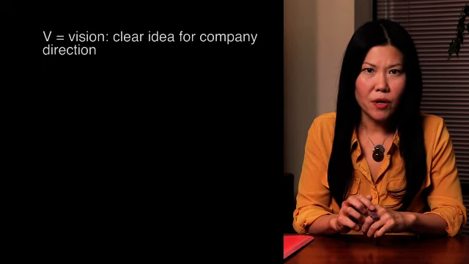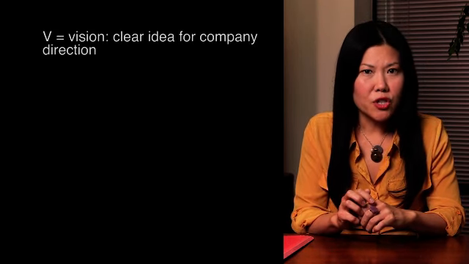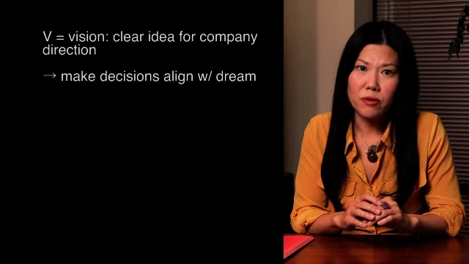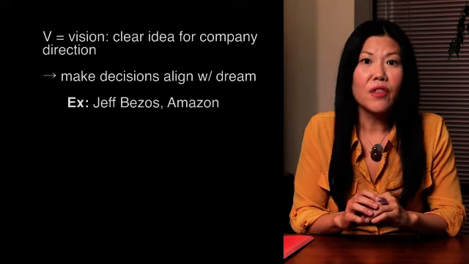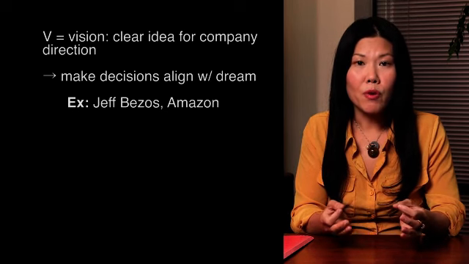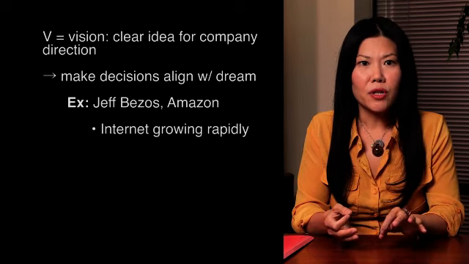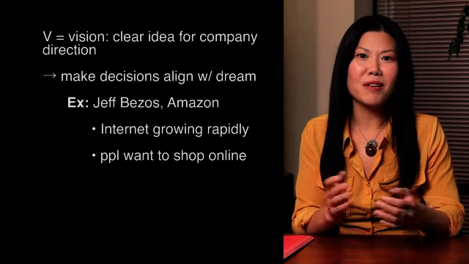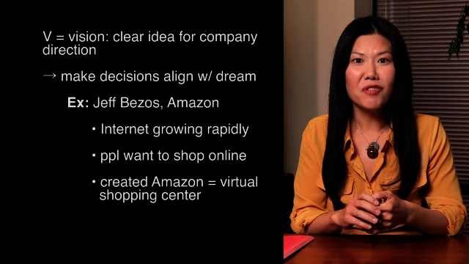First, vision. Vision means having a clear idea for the direction of the company. What does the company want to achieve? What is the dream? Vision means making big decisions that align with this dream. Someone who clearly had vision was Jeff Bezos, the founder of Amazon. In the early days of the internet, Bezos realized the internet use was growing very rapidly. He had the vision that these internet users would want to shop online. So he started Amazon, which today is a complete virtual shopping center.